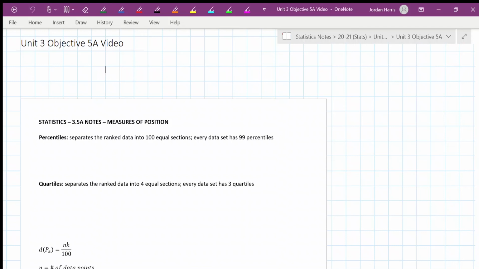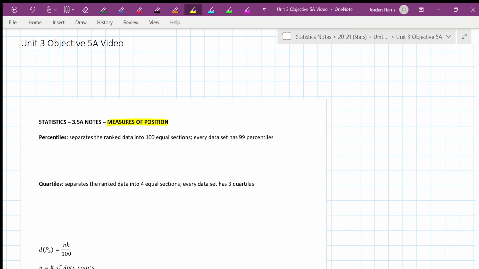This is 3.5a notes, measures of position. Okay, so we've done measures of central tendencies, or the middles. We've done measures of dispersion, or how spread out. Now we're doing measures of position.